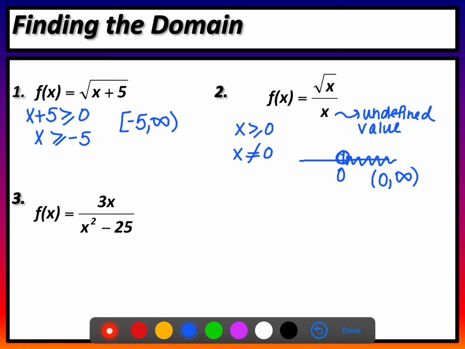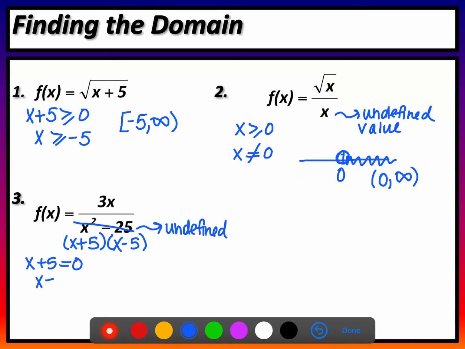All right, number 3 now. Okay, this is strictly a rational function. There's no square root. So the only thing we have to do for a rational function is figure out what makes the denominator undefined. Okay, in this case, we're going to want to factor this. So this is a difference of squares. So I'm going to have 2 undefined values in the denominator. So I get that x cannot equal -5, and I get that x cannot equal +5.